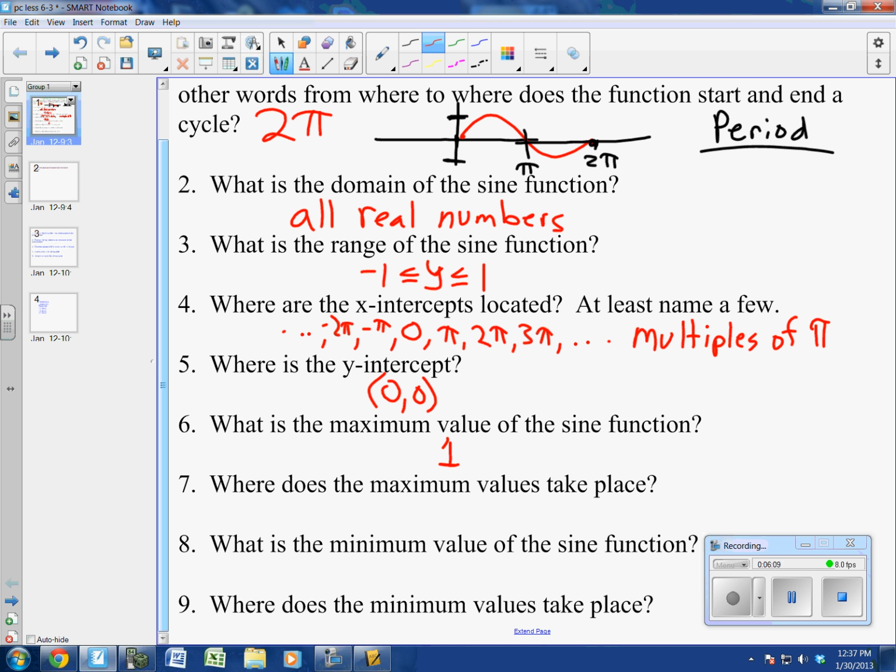Where's the first one? Look at your graph. Something, 1. Pi over 2. Yeah. Where else? 3 pi over 2? Negative 3 pi over 2? Oh wait, it doesn't happen at 3 pi over 2, does it? Okay, so pi halves, negative 3 pi halves.